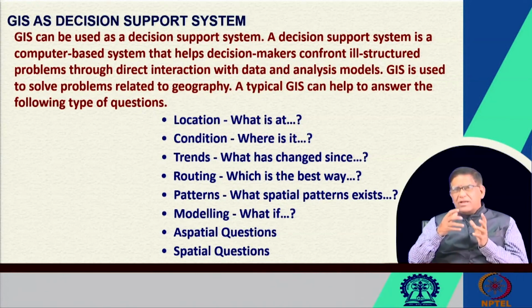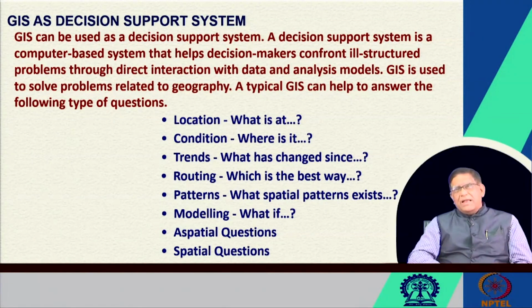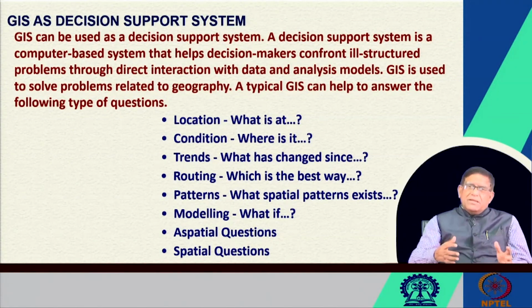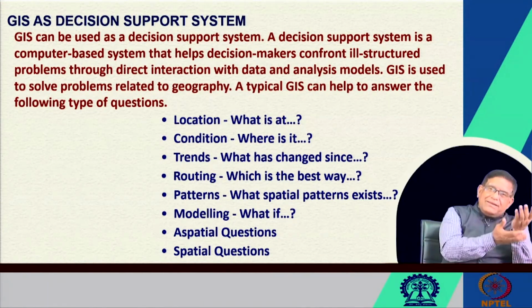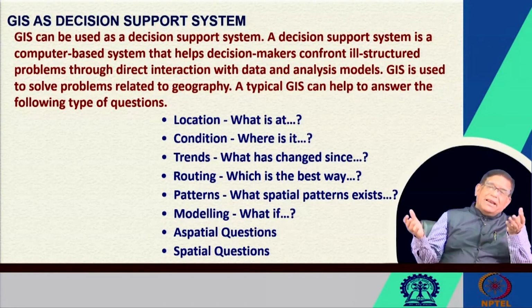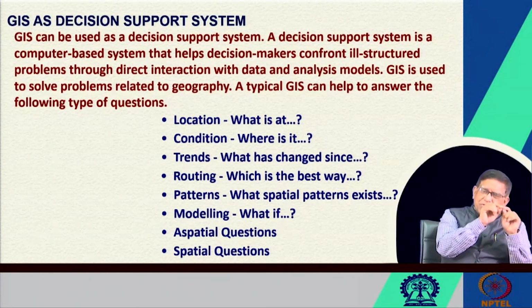So, what information can it give? You can ask a question regarding location, that is, what is at a particular location or what is the distance between them. You can find out conditions, that is, whether it is on the upside or downside, or right or left. You can also get maps from different times, and from there you can find the trend of it.